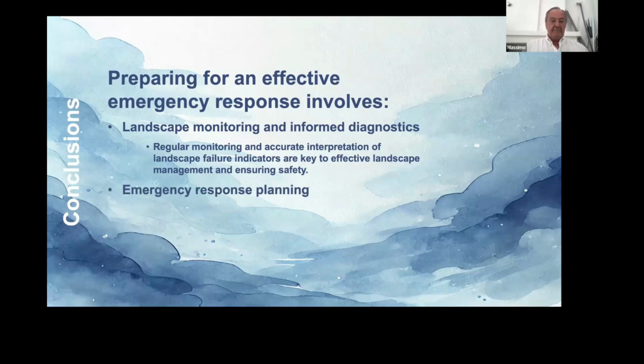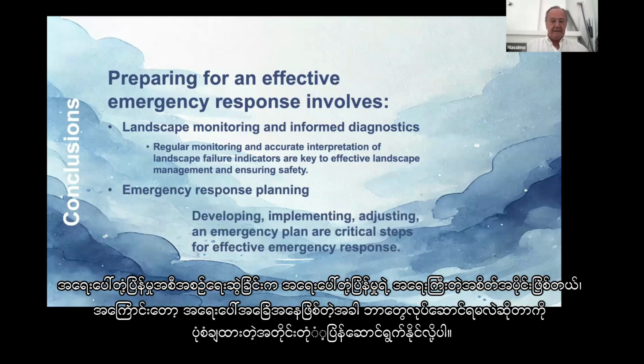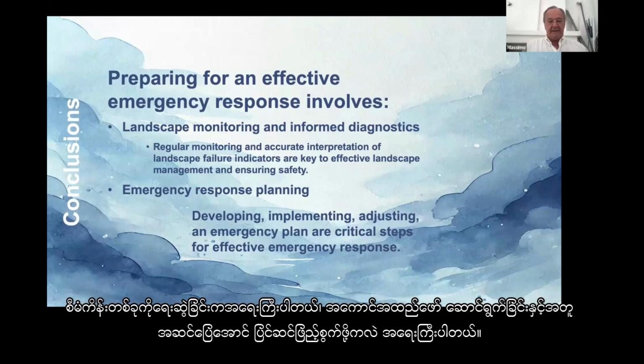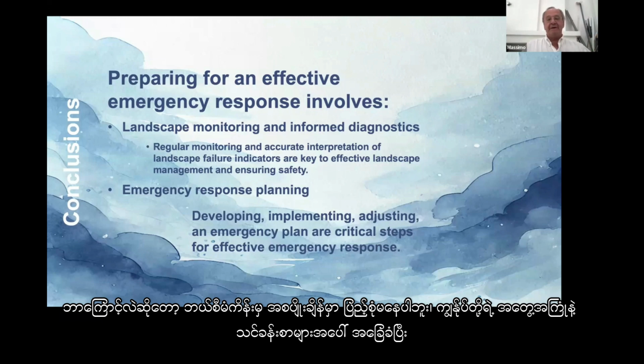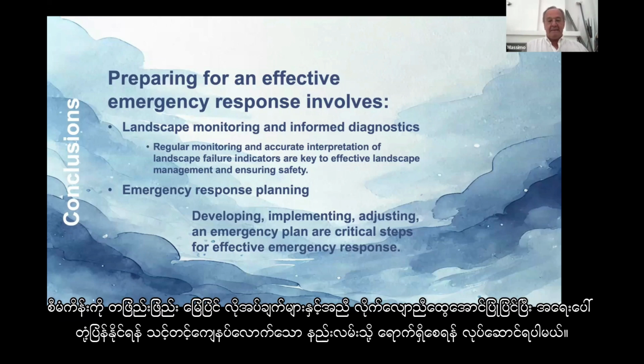Emergency response planning is a critical element of the emergency response, because it implies having a design of what our actions should be in the case of an emergency. Developing the plan is important, implementing, but also adjusting, because no plan is perfect at the beginning, but based on our experience, our lessons learned, then we can adapt our plan more and more to the needs of the landscape to reach a satisfactory way to respond to emergency.